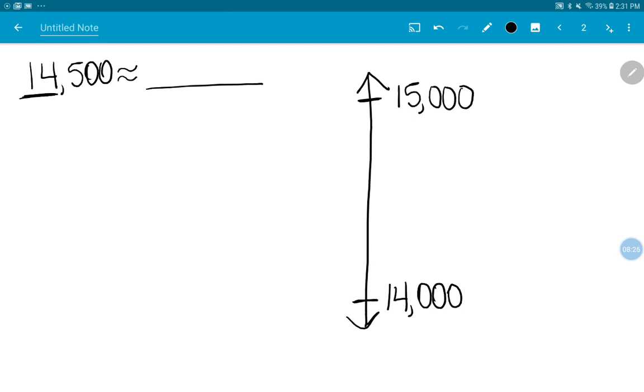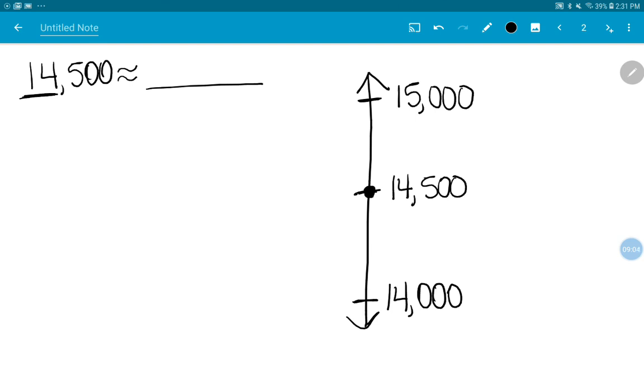What's my midpoint? What's halfway in between? 14,500. So now I'm ready. I have my vertical number line labeled. I'm ready to put 14,500 on my number line. Where does it go? In the middle. Yeah, we've already got it there, right? It is the midpoint. Here's 14,500 right here. We've already labeled it.